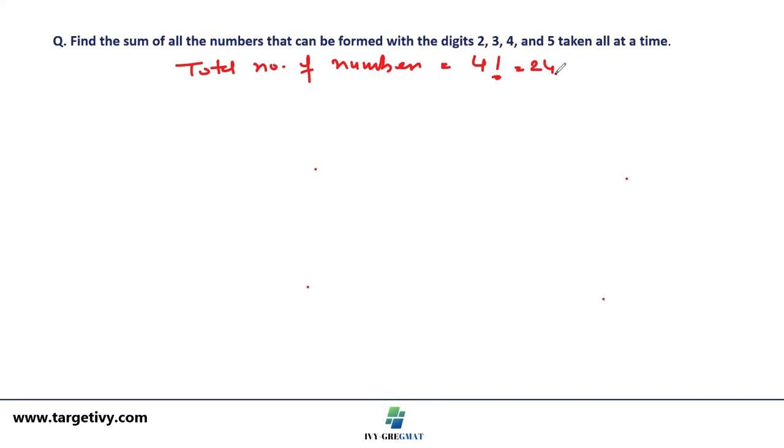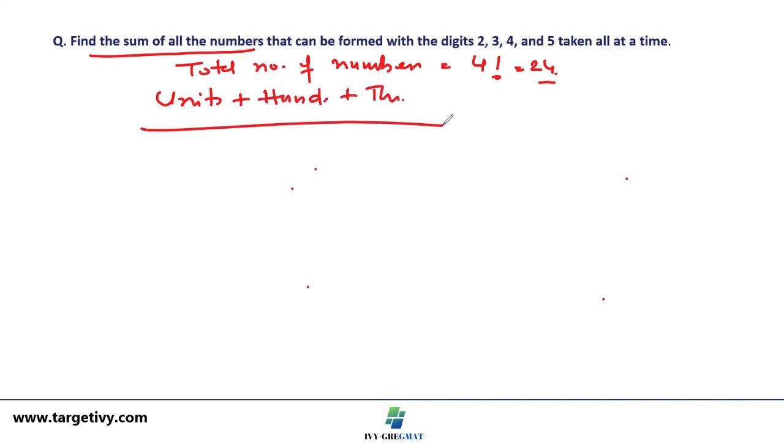Now to find the sum of these 24 numbers, what is asked is the sum of all the numbers. So for the sum of all the 24 numbers, we have to find the sum of the digits at the units place, plus the tens place, plus the hundreds place, plus the thousands place. Then only the correct combination will happen. If that is the situation, let's see.